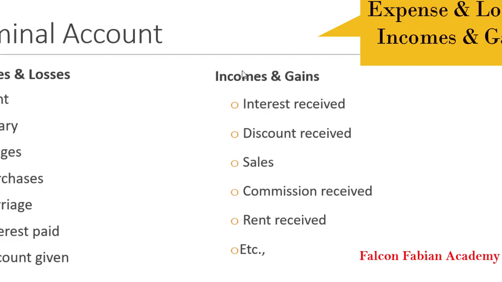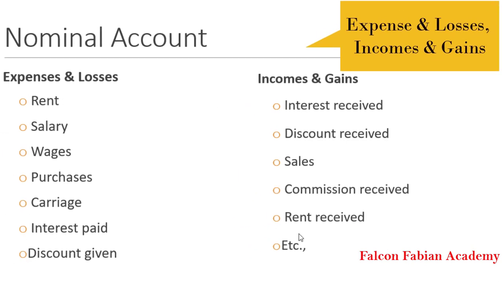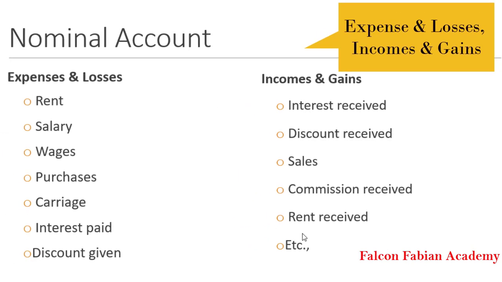Sales is an income for the business. Commission received is going to be an income for the business. Rent received is going to be an income for the business. So if it is rent paid, it's expense. If it is rent received, it's an income. And there could be many other expenses and losses and incomes and gains. All of them would come under nominal account, and the rule for nominal account is going to be applied.